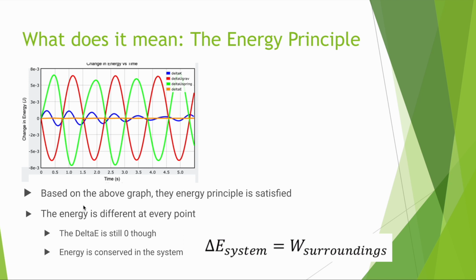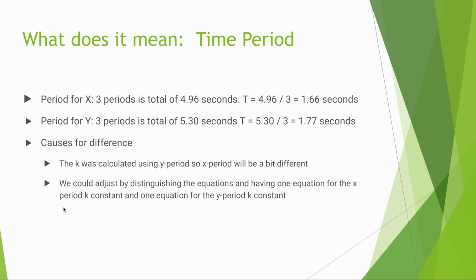And so what does it mean? Is the energy principle conserved? Well, or satisfied? And yes, it is. We can see that from our final graph of delta K, delta Ug, delta E, and delta U spring, it should be 0. And that is the case, as we can see in the orange line. So thus, change in energy of the system equals work of surroundings, which is 0 since everything is in the system. And thus energy is conserved in the system.